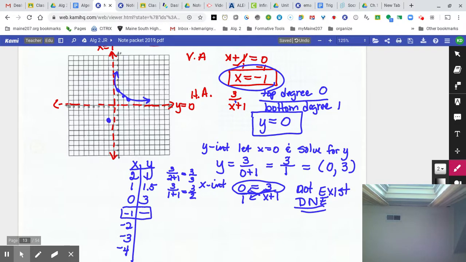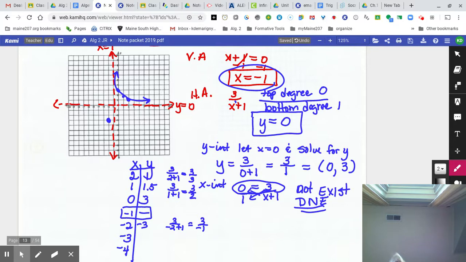Just to confirm that, before I go any farther, let's see if we can do some substitutions. So if I have 3 over -2 plus 1, I end up with a 3 and a -1, which means my point would be (-2, -3). There it is. I was right.